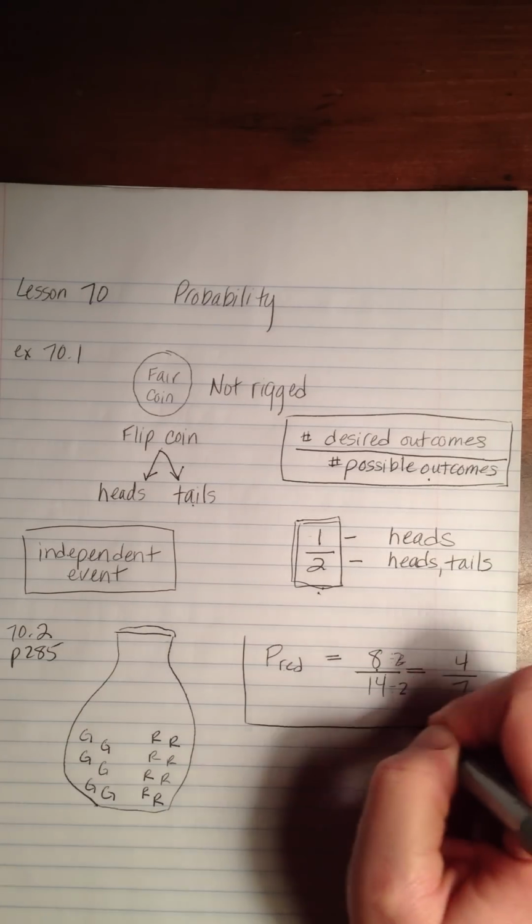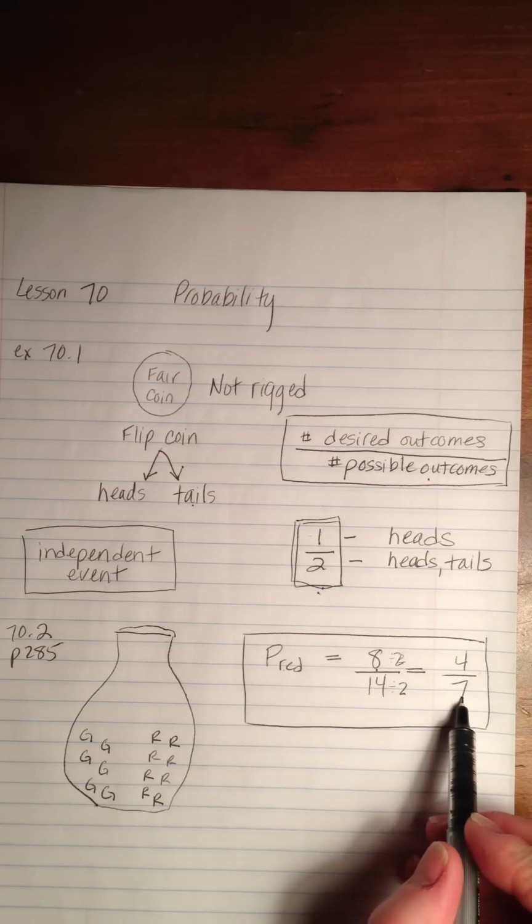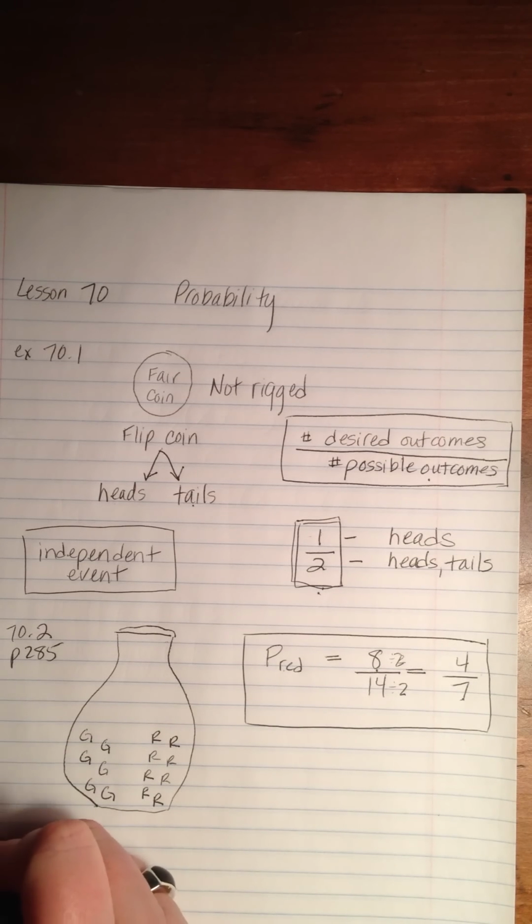So the probability of drawing a red marble out of our lovely urn is 4 out of 7. Cool? Cool. Now let's look at 70.3.